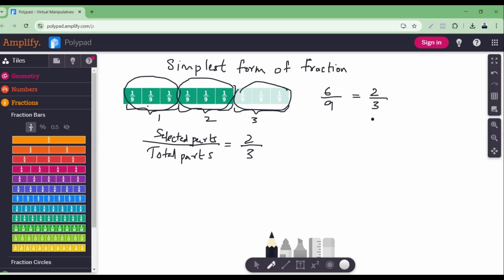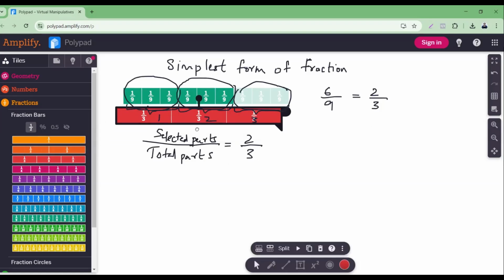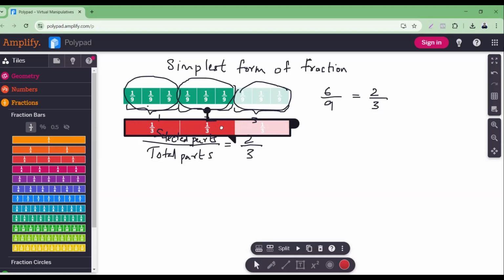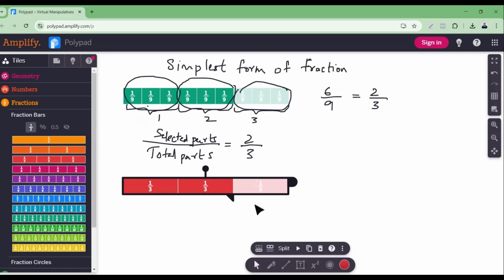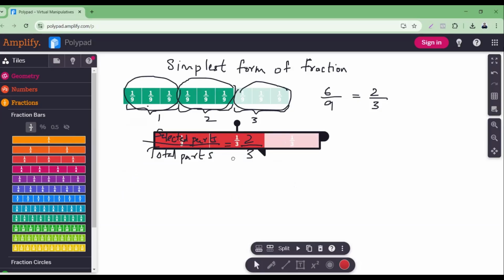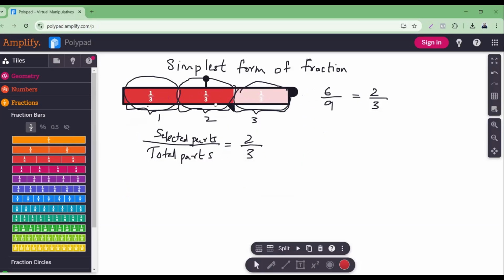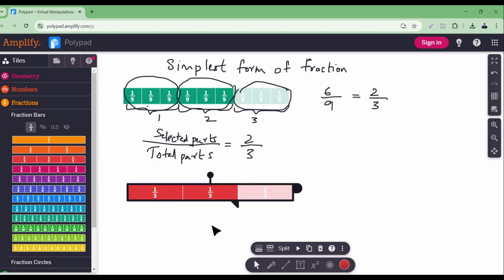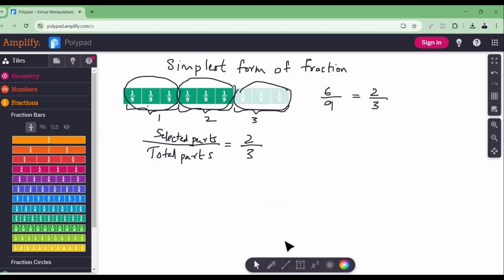Now, can you do it further? We are not sure whether we can. Okay, let's take 2/3. Can I make any further groupings? I will not be able to. Even if I take 1/3, 1/3, 1/3, again I can't do this. This is the final thing. This is the most simple way of showing this. Instead of showing 6/9, I can tell it as 2/3. That's the simplest way to tell that. That is the reason I call it the simplest form.